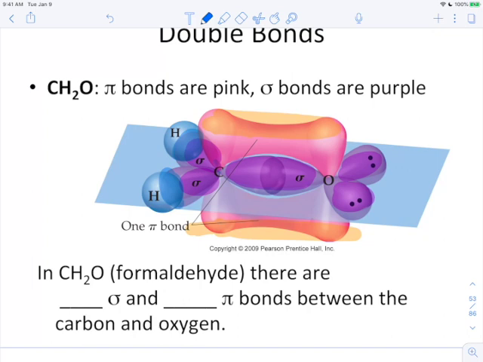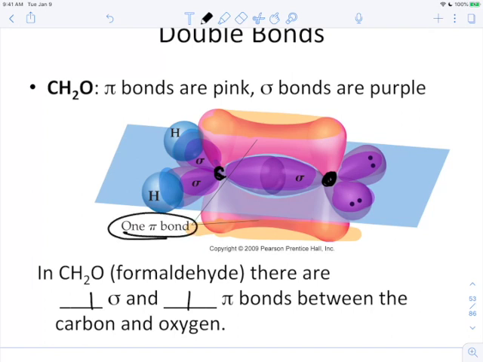All right, but what we're going to focus on in this slide is the sigma and the pi bonds between the carbon and the oxygen. So if I were to look at the carbon here and the oxygen, I see one sigma bond between them. And there will always be one and only one sigma bond between any two atoms. So no matter where you are, which molecule, between any two atoms, you always have one and only one sigma bond. Next up, I see one pi bond, and again, it looks like it has two, but it is one bond with two lobes.